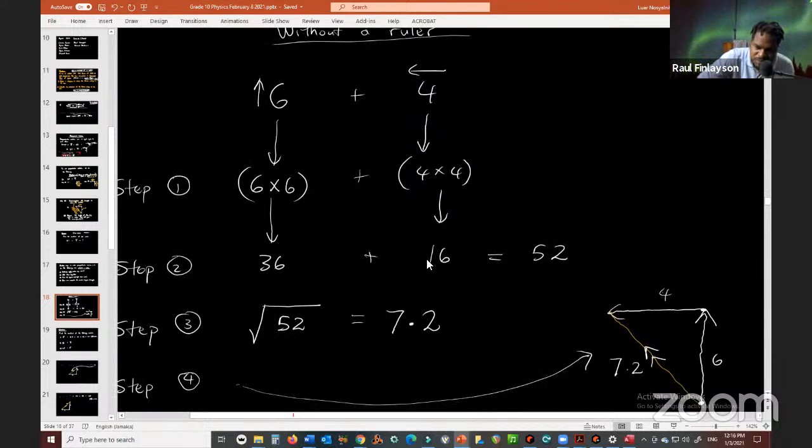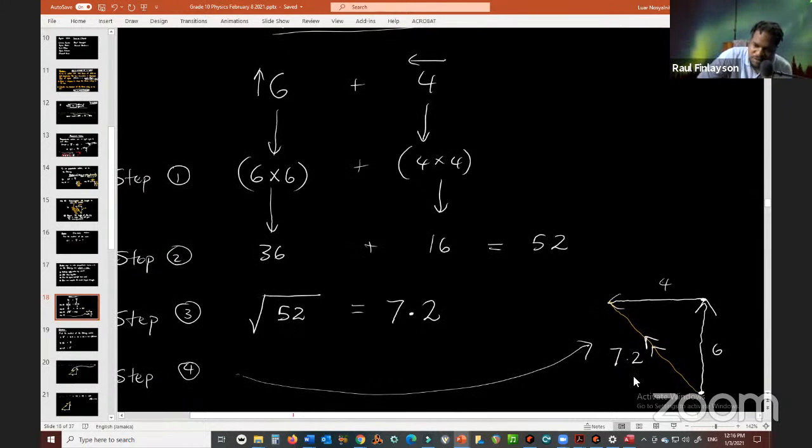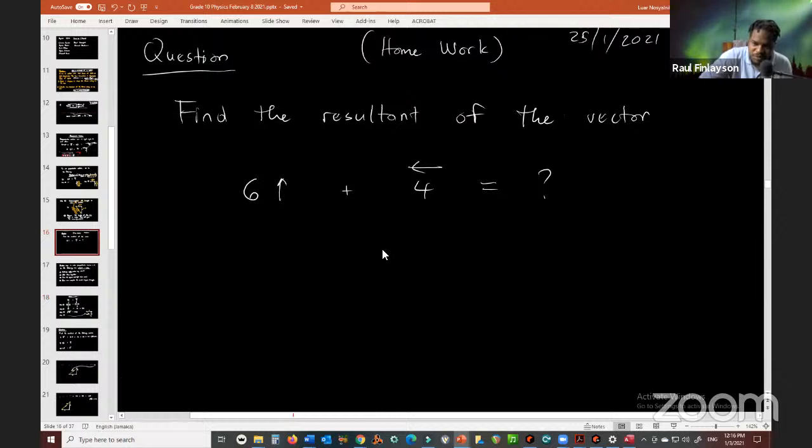And then you'll get 7.2. And that's your answer here. So you get 7.2 for the vector. Now, any question here? So what it means is that if you do it this way, you're supposed to get the same answer as when you do it the other way using a ruler. So the question there, it's actually using a ruler.